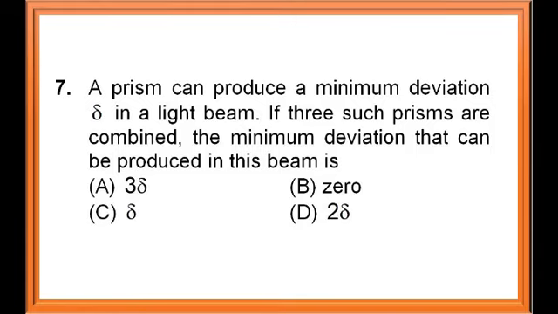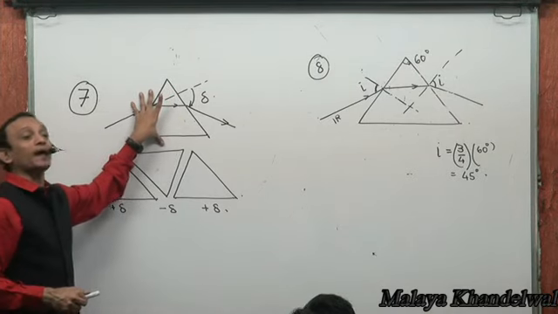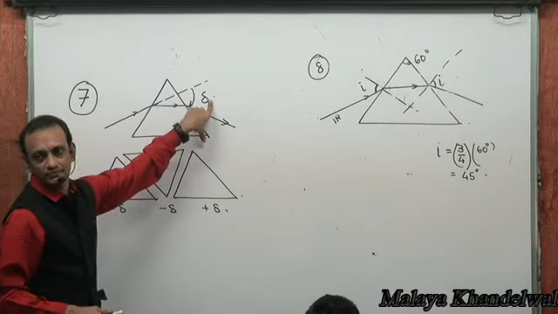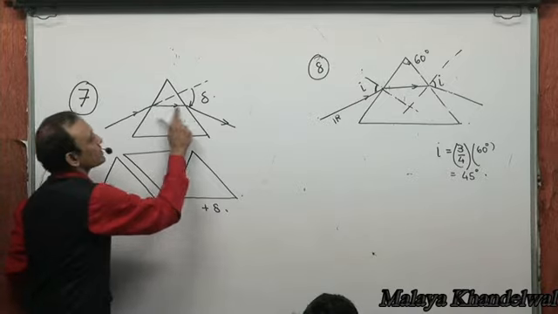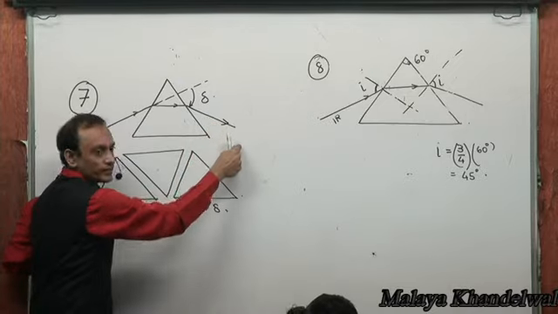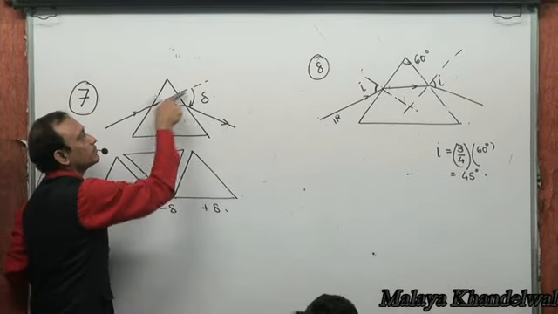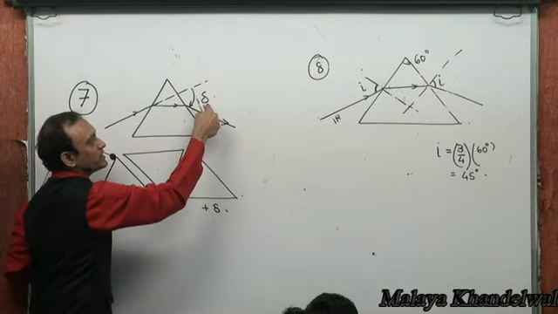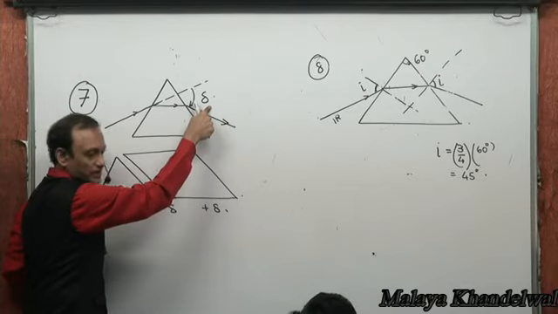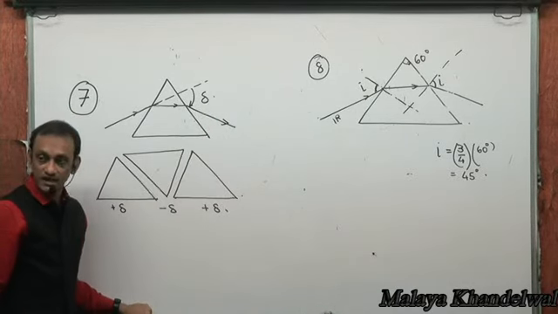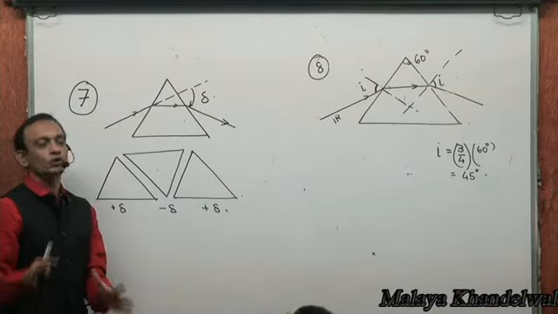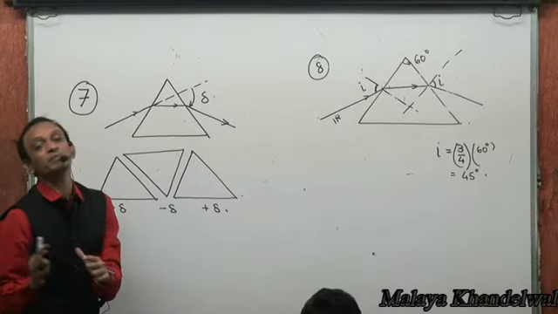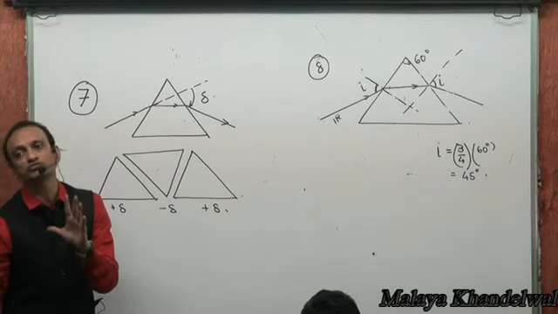Refer to problem number 7. They give you a prism whose angle of minimum deviation is delta. That means if there is a ray of light coming like this, an incident ray, this is a refracted ray, and this is an emergent ray. Now what's given is the angle between incident ray and emergent ray, and the minimum such angle is delta. Now I have 3 such identical prisms. What's the minimum deviation produced by a combination of 3 such prisms?